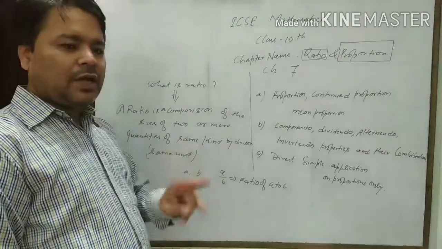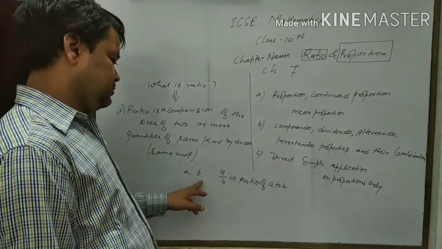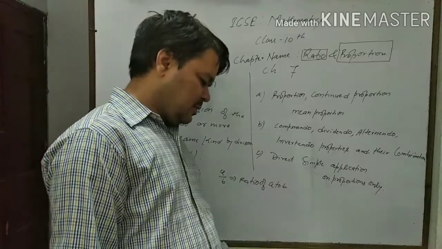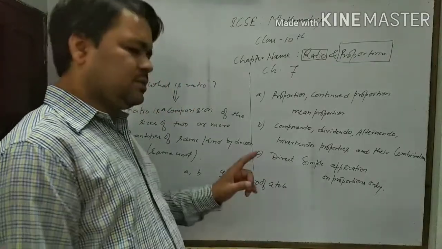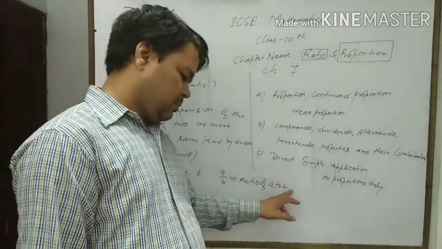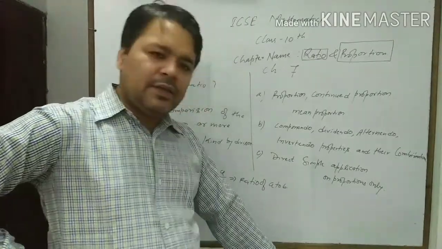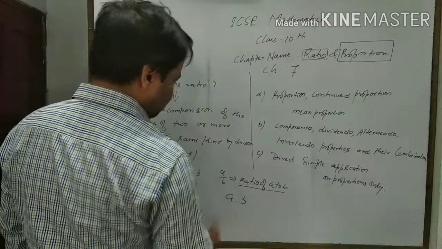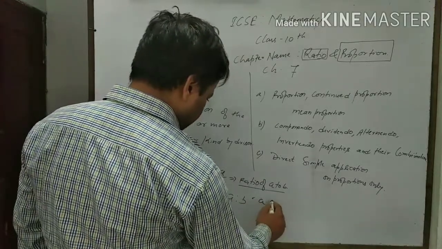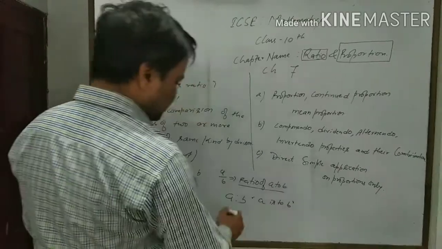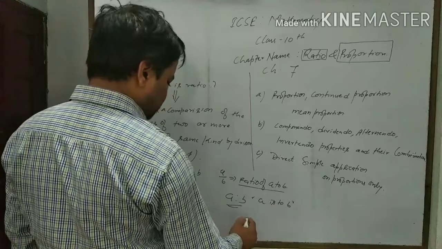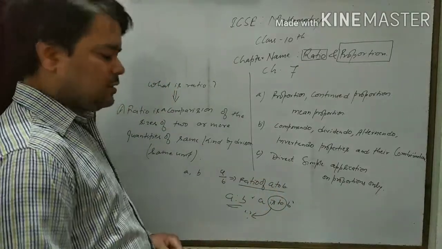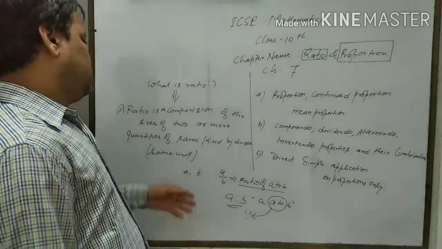Once more, if we have two quantities A and B, then the fraction a by b is called a ratio of a to b, and the ratio of a to b is represented by a:b. We read this as a is to b. This symbol is for "is to".